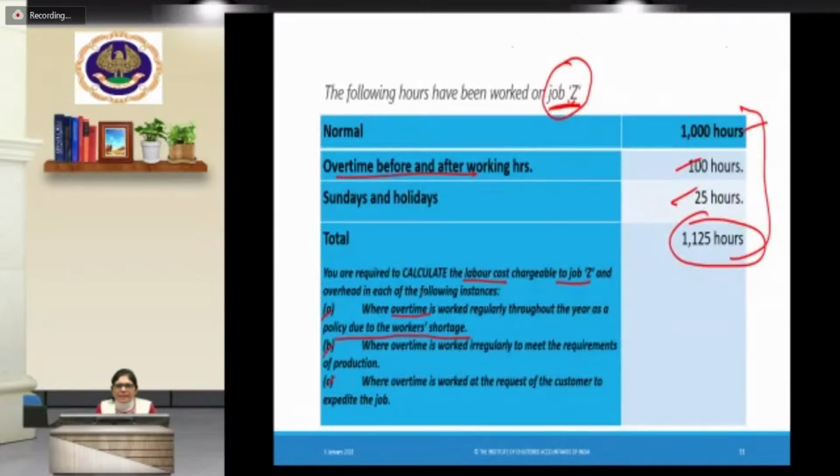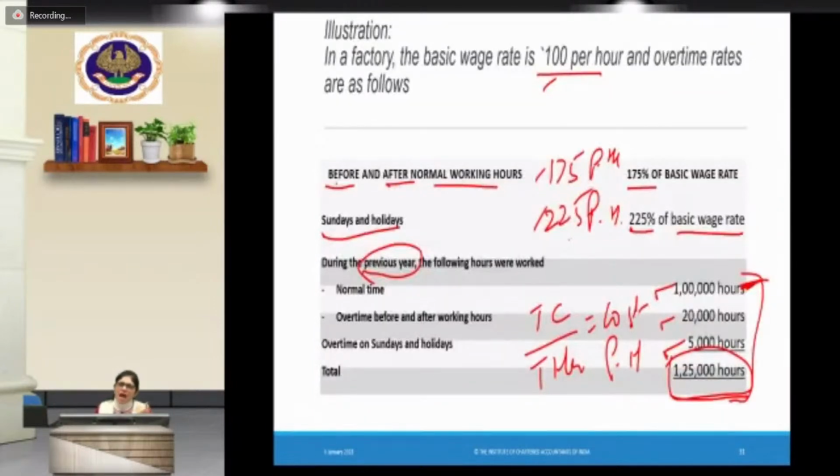Otherwise it's overtime, but they are saying this overtime happens regularly throughout the year because there is a workers shortage. So in this company, the workers have to come before and after working hours. The workers come on Sundays and holidays regularly because there's a worker shortage. That means 1,25,000 hours are the normal working hours, including overtime. All right. I hope you've understood this concept. This fundamental is very important.